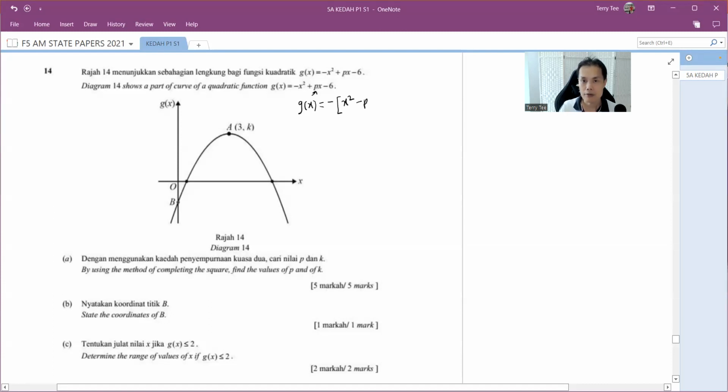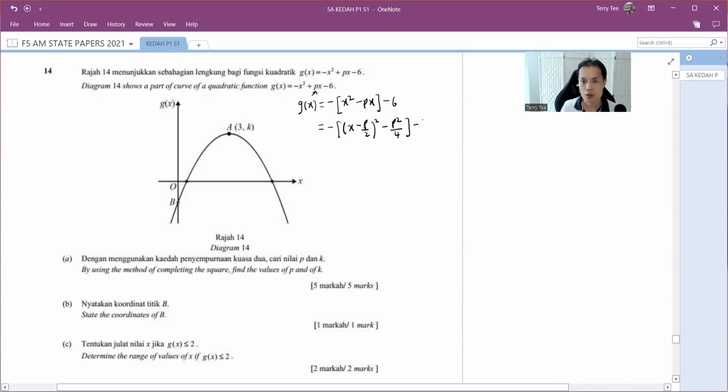If I take out the negative, I got negative px. Now keep the 6 outside. Now personally I like to keep the 6 outside because it's not involved in the process of completing the square. We only need to work on the x squared and x only. Now, number 2, we take half of negative p here, right? So half of negative p is negative p over 2. And you square it, you minus p squared over 4.